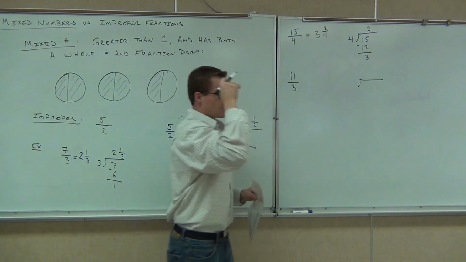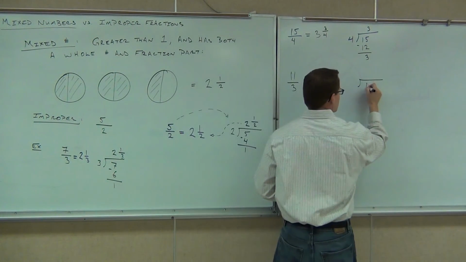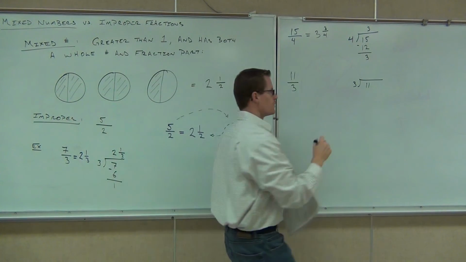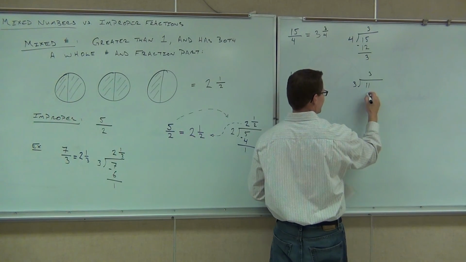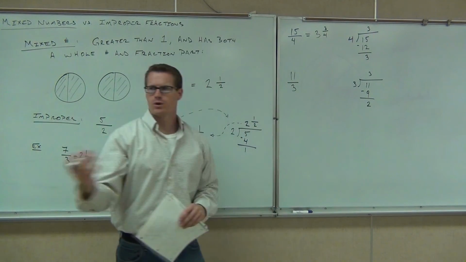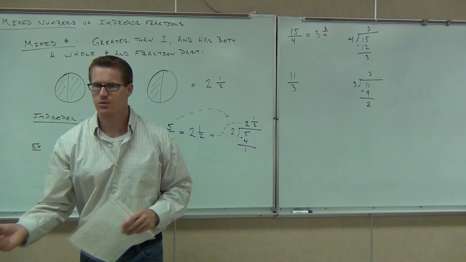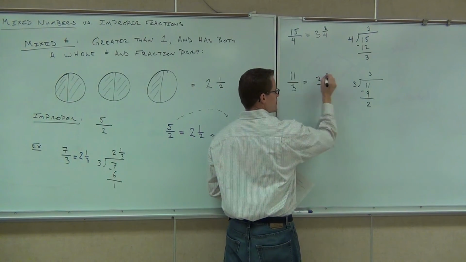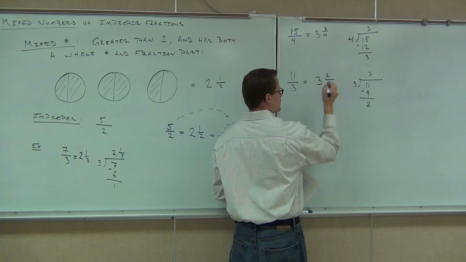So 11/3. On the inside, we'll put our 11. On the outside, we'll put our 3. How many times does 3 go into 11 without going over? 9. 3. I mean 3. Yeah. Gives you 9, though. We subtract, we get our 2. We can't go any further since we have our 2 that's less than 3. We're going to make that our remainder. We put that as our numerator. We put it over 3, and we're done.